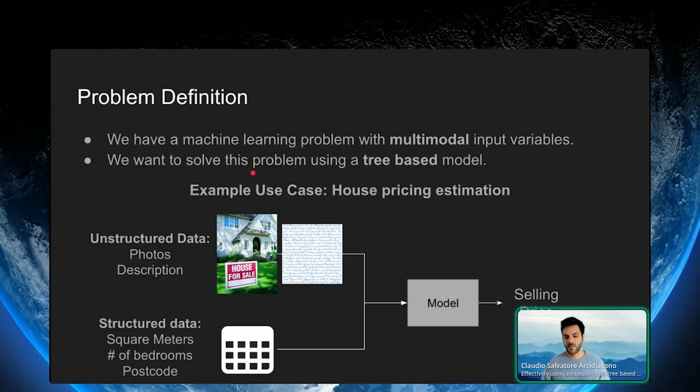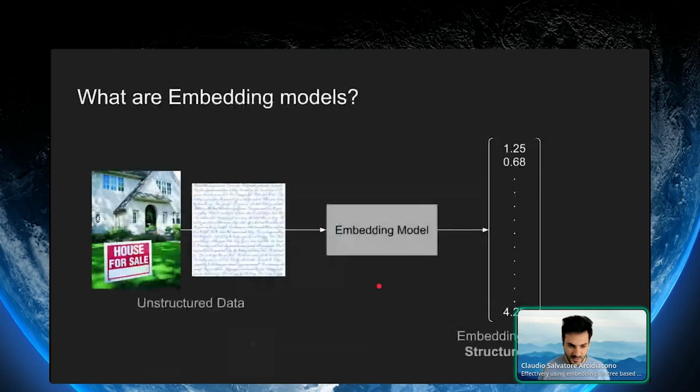So how can we approach this problem? Of course, a tree-based model cannot take unstructured data out of the box. We need to do something about it. And the first step towards solving this problem would be to transform our unstructured data into structured data by using an embedding model. So what is an embedding model?